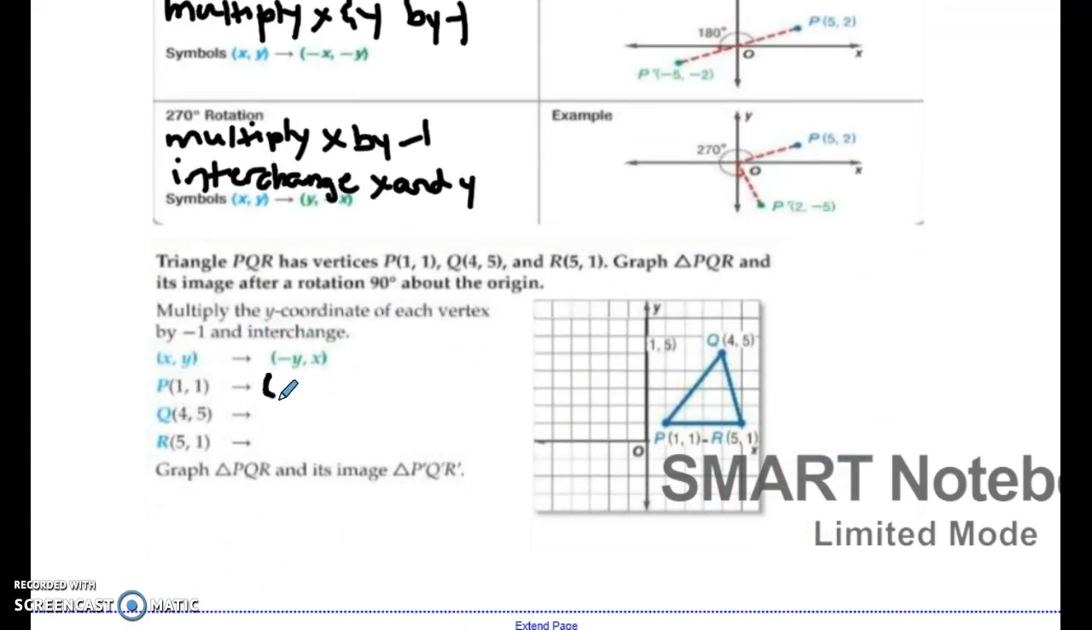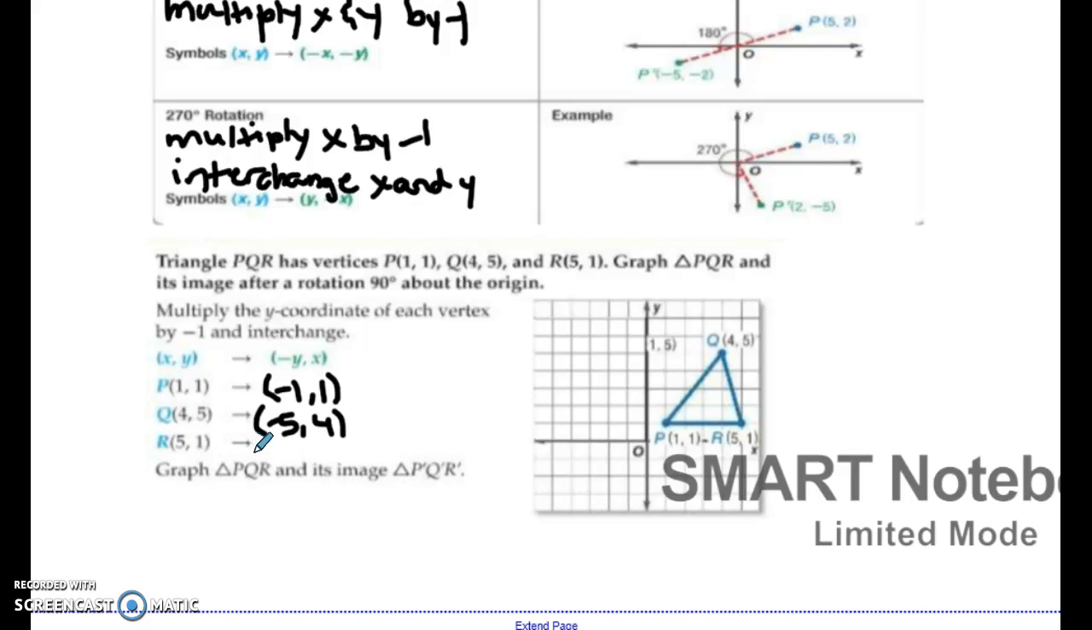So my y value of P is 1. So I'm going to multiply that by -1 and stick it in the x slot. And then 1 stays the same. Some of us like to do reflections and translations visually. That's going to be really hard with the rotation, so you should actually find the points. (4, 5), I'm going to make that y value negative, so -5. And then I put 4 in the y slot.